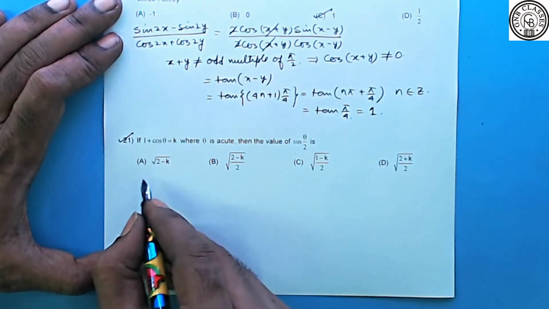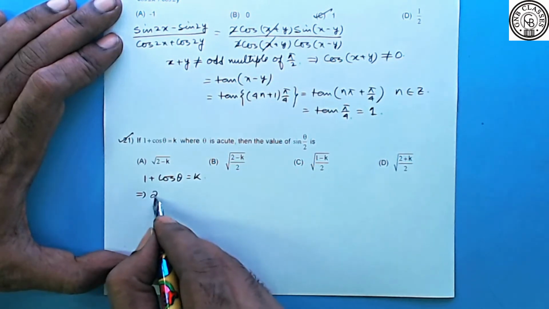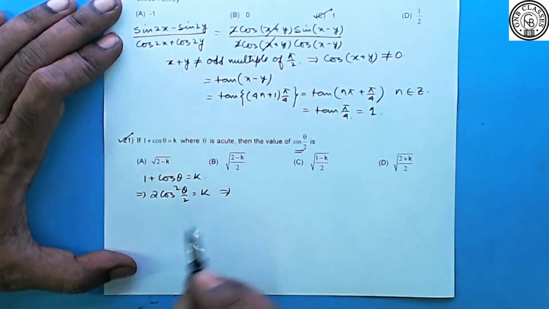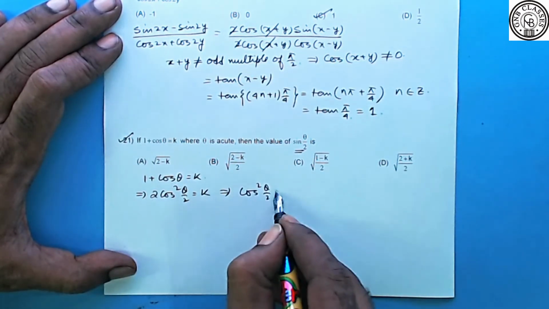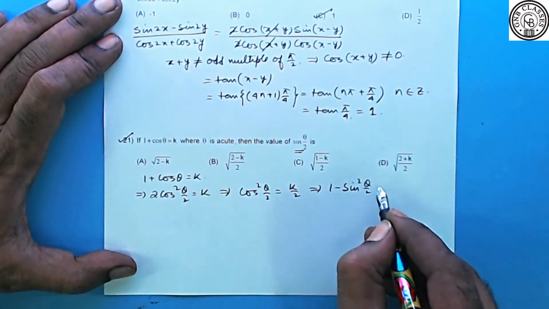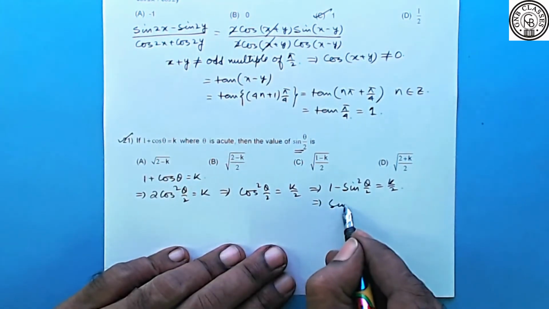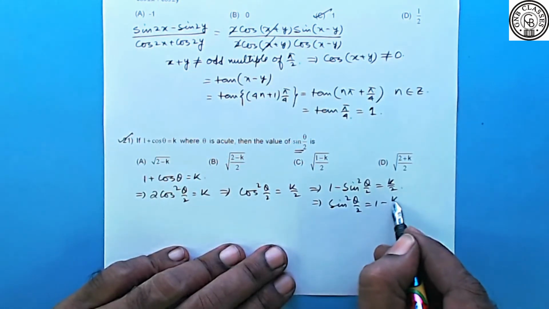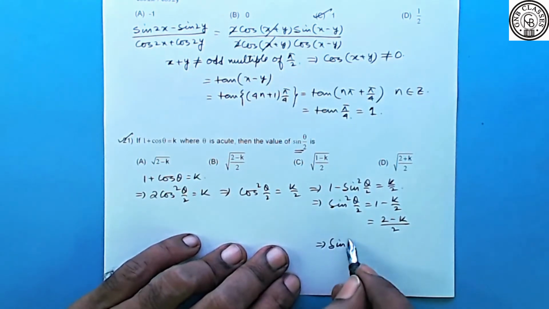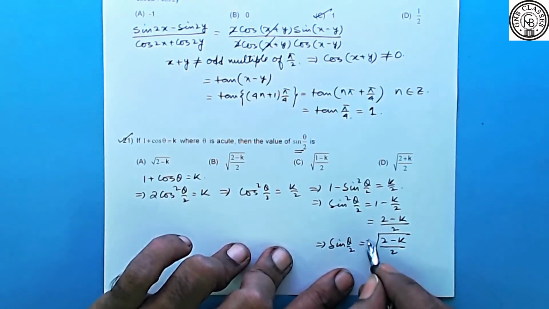21. 1 plus cos theta is k. That implies 2 cos square theta by 2 is k, and we have to find out sin theta by 2. Cos square theta by 2 is k by 2, which implies 1 minus sin square theta by 2 is k by 2. That implies sin square theta by 2 is 1 minus k by 2, which equals (2 minus k) by 2. So that implies sin theta by 2 is plus or minus under root (2 minus k) by 2.